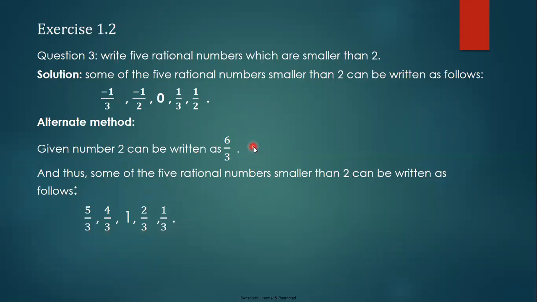Or you can take it as 8 by 4 also. So you can write less than 8 by 4 like 3 by 4, 4 by 4 it will be 1, 5 by 4. So you can write any numbers. That is, 5 rational numbers smaller than 2 you can write.